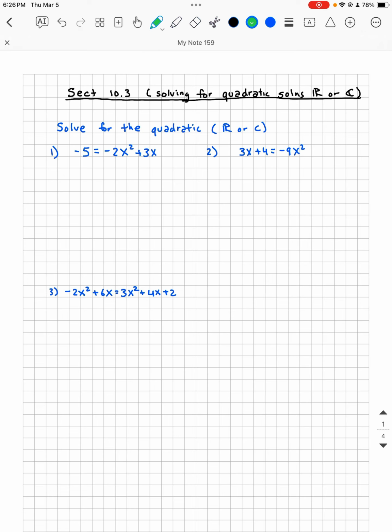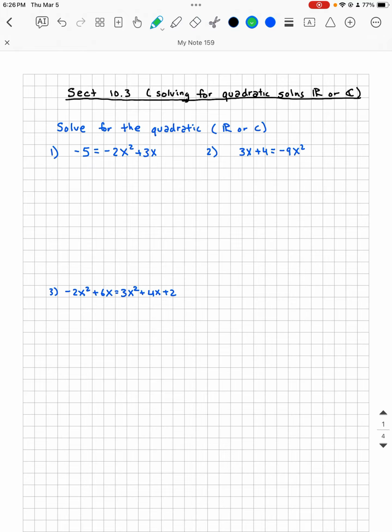Today we're looking at section 10.3, which is solving quadratics where the solutions could be either real or complex. In the past, we solved quadratics and everything came out to be real solutions, because that's how it was when it was first introduced. But if you think about how the quadratic formula works, your answer could also be imaginary or complex, because what's inside the square root could be negative. So that's what we're going to look at today.